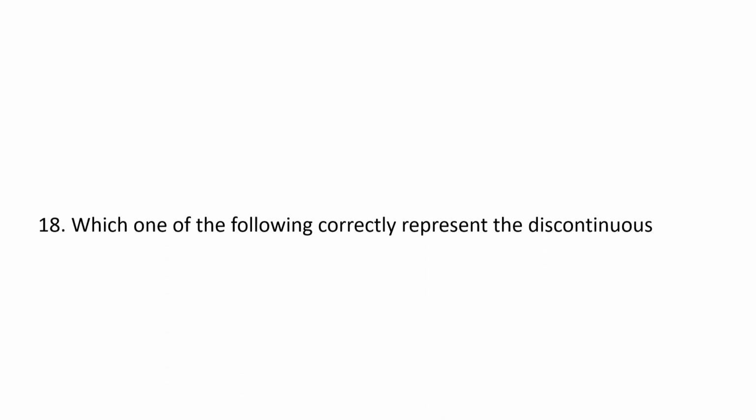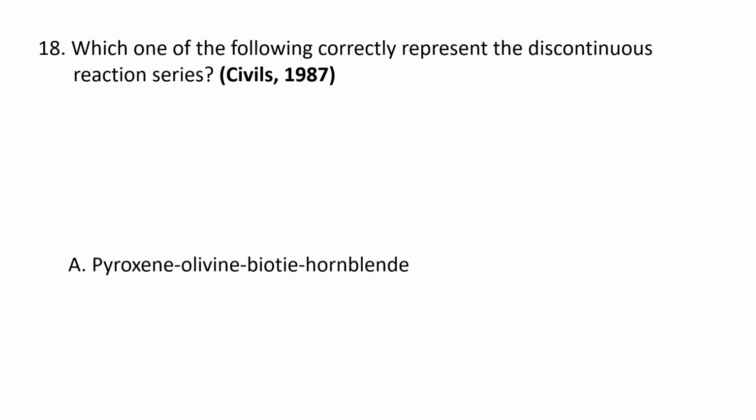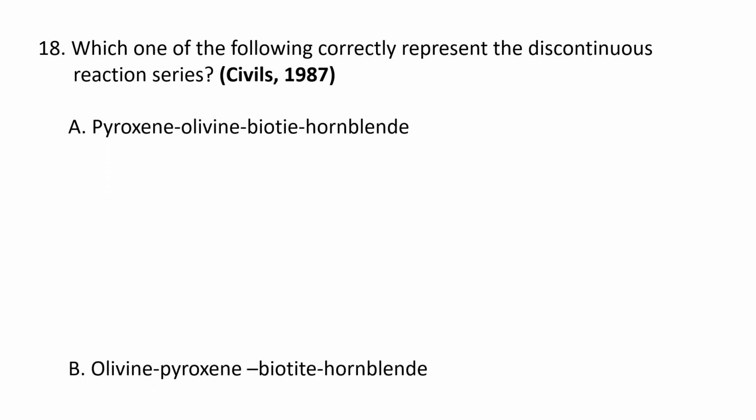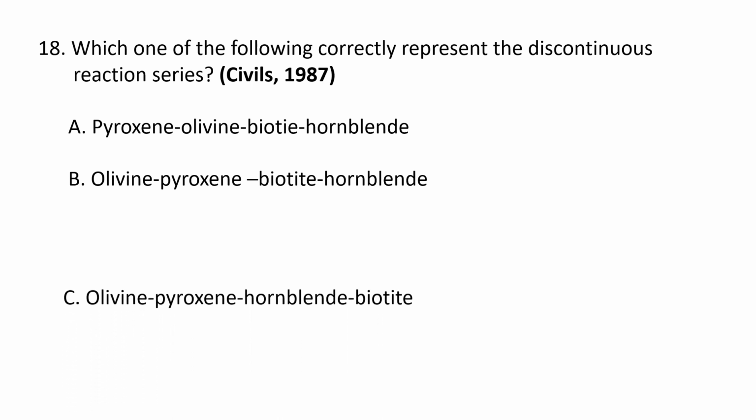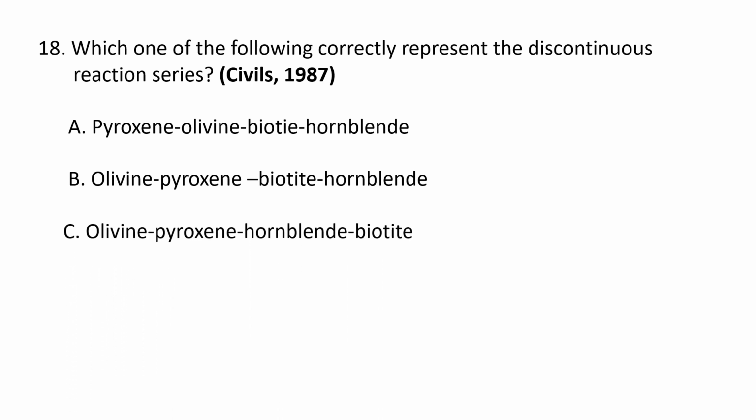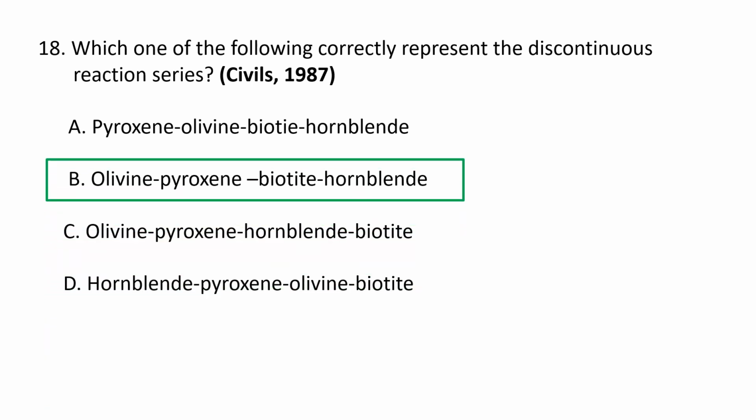Next question. Which one of the following correctly represents the discontinuous reaction series? A, pyroxene, olivine, biotite, hornblende. B, olivine, pyroxene, biotite and hornblende. C, olivine, pyroxene, hornblende and biotite. D, hornblende, pyroxene, olivine and biotite. So, olivine, pyroxene, biotite and hornblende represents the discontinuous reaction series according to Bowen's reaction principle. So, B is the correct option.